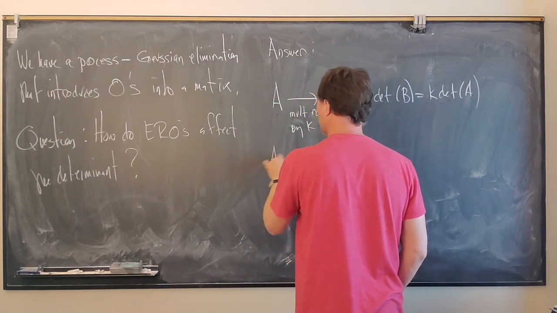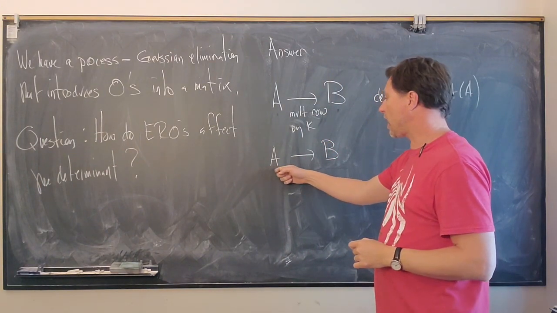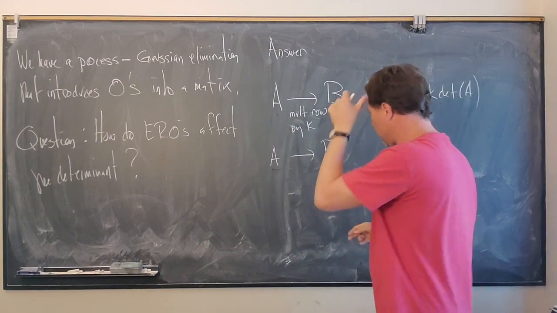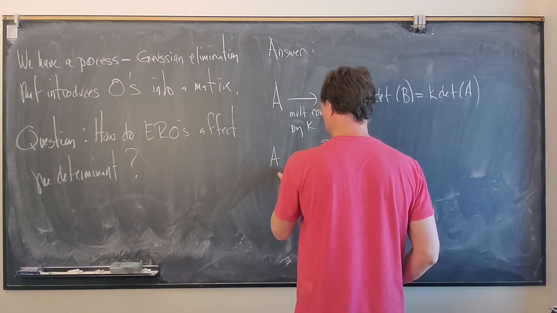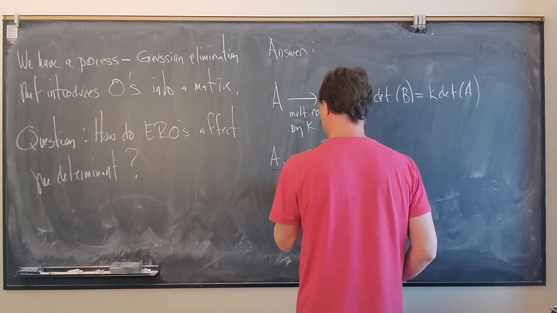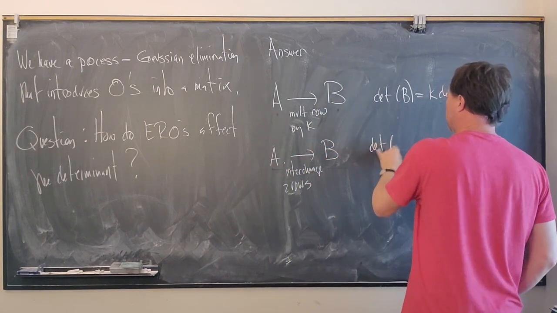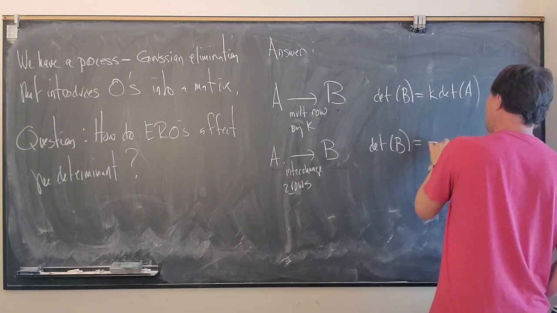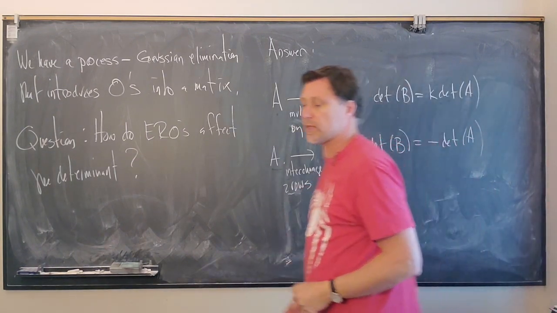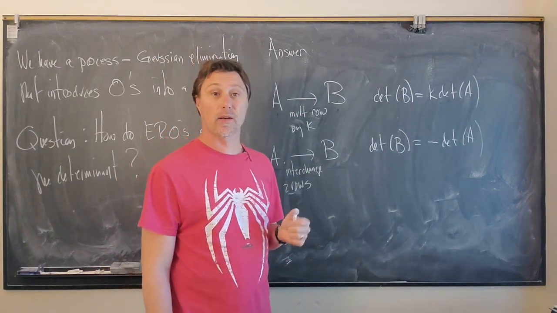The next one, let's say that we start off with A, we do a row interchange. We interchange 2 rows to arrive at the matrix B. Then the determinant of B is equal to negative determinant of A. So if you interchange 2 rows, it changes the determinant by a factor of -1.